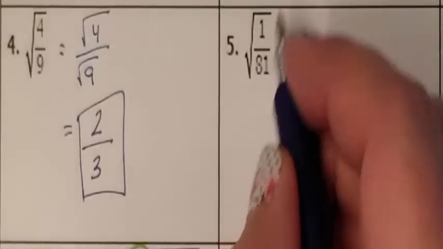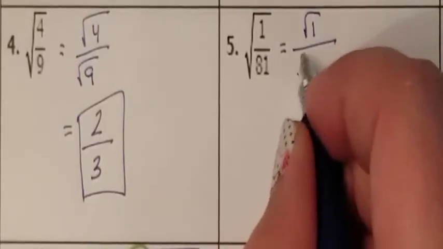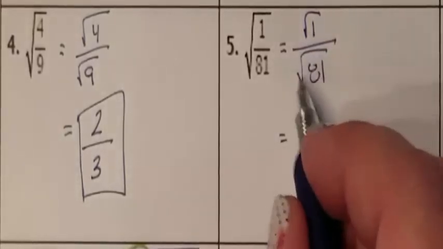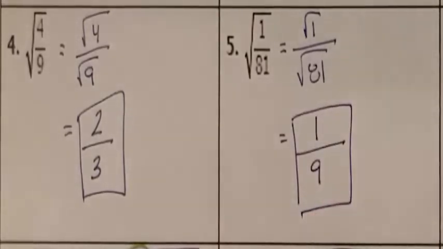I'm taking the square root of the entire fraction, which means I have the square root of the numerator and the square root of the denominator. The square root of 1 is 1. The square root of 81 is 9. So my answer is the fraction 1 over 9.